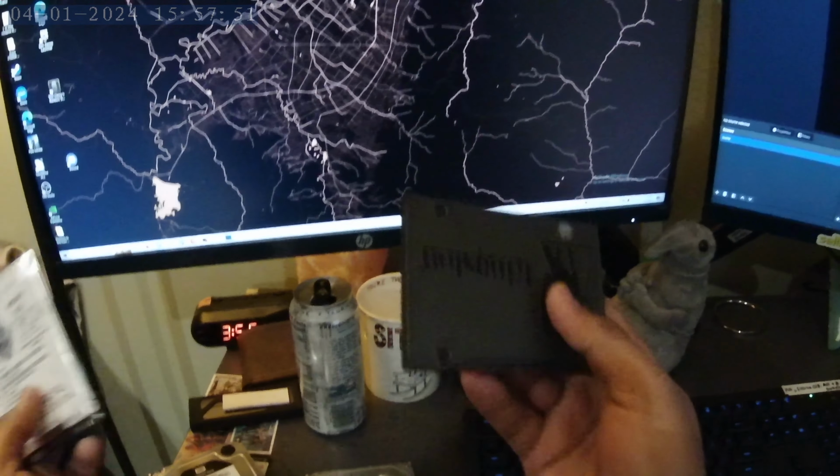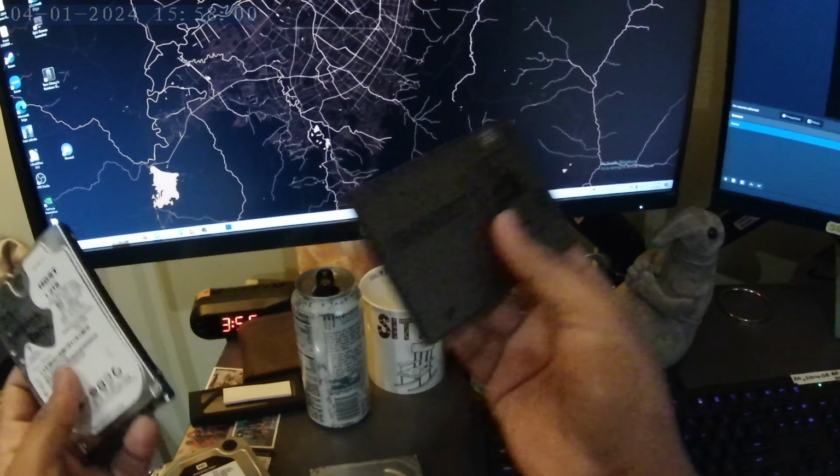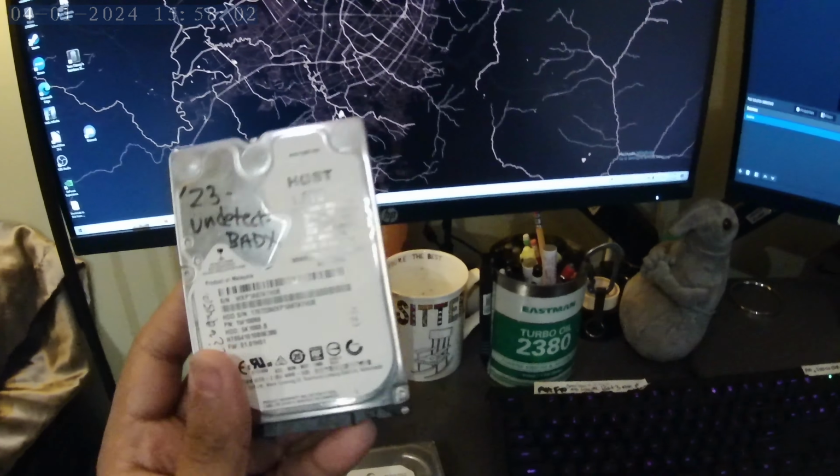But one thing I found really disrespectful is the fact that just for like $100 more, they could have thrown in an SSD or something like that, even a 240 gig SSD, because they weren't even putting 1 terabyte hard drives in there.